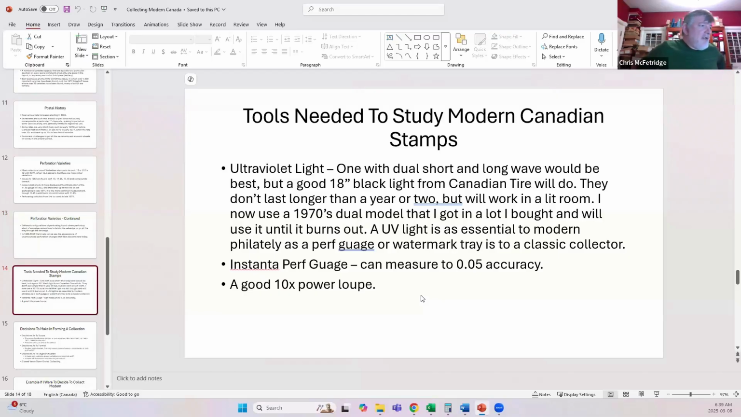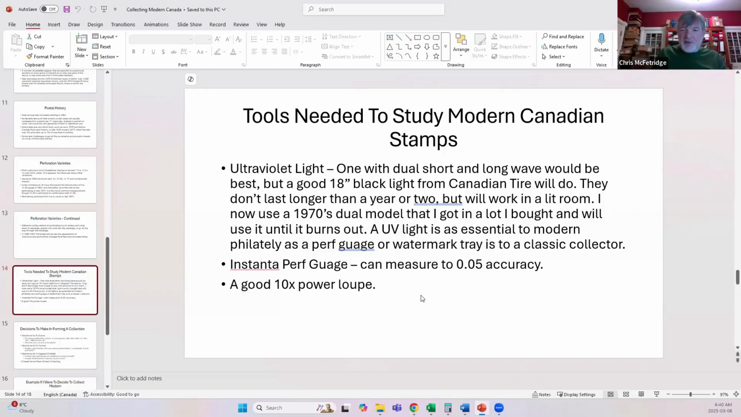Okay, so I've gone over all the major areas of interest. Now, what do we need to actually be a modern specialist? Well, we need a good ultraviolet light. One with a dual short and long wave is ideal, but even if you can't get that, because those are fairly expensive, a good 18-inch black light is available in Canada.